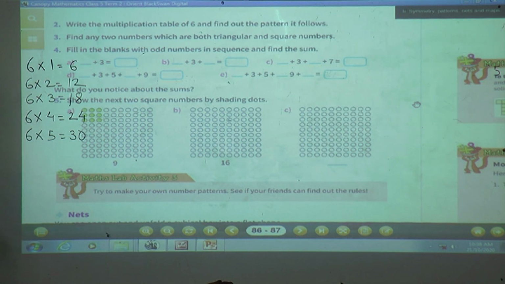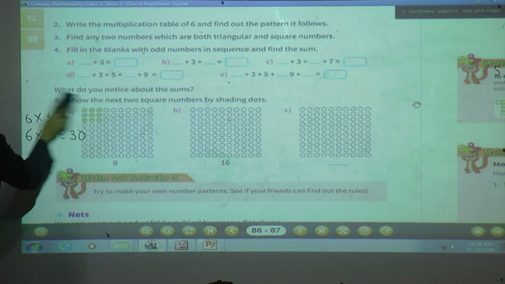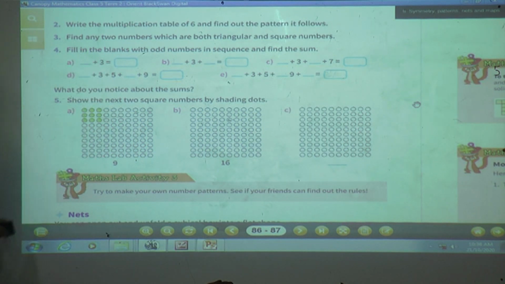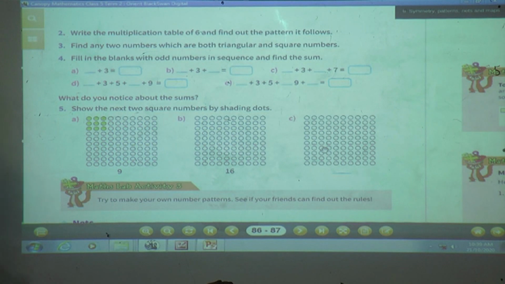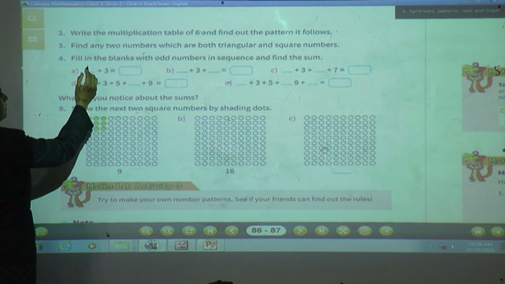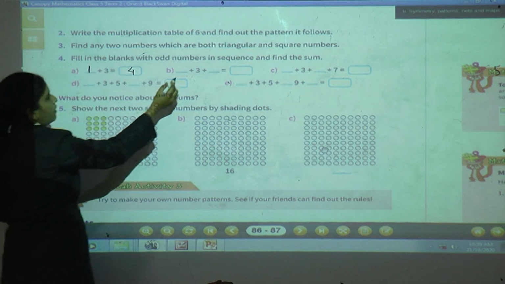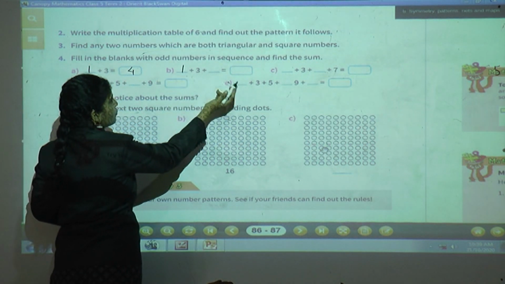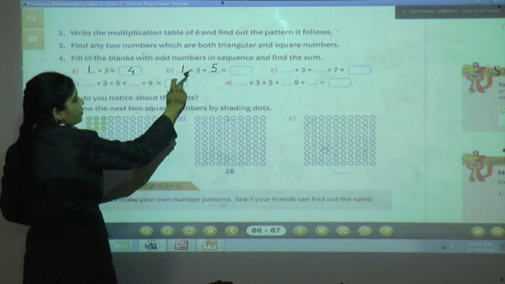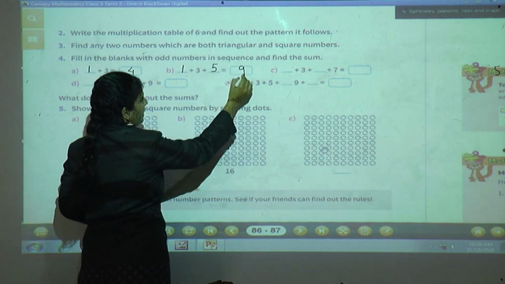See here, this question, fill in the blanks with odd numbers in sequence and find the sum. We have to write here odd numbers in the sequence. Okay, so what will come here? 1 is an odd number. Then 1 plus 3 and next odd number is 5. So just answer is 9.